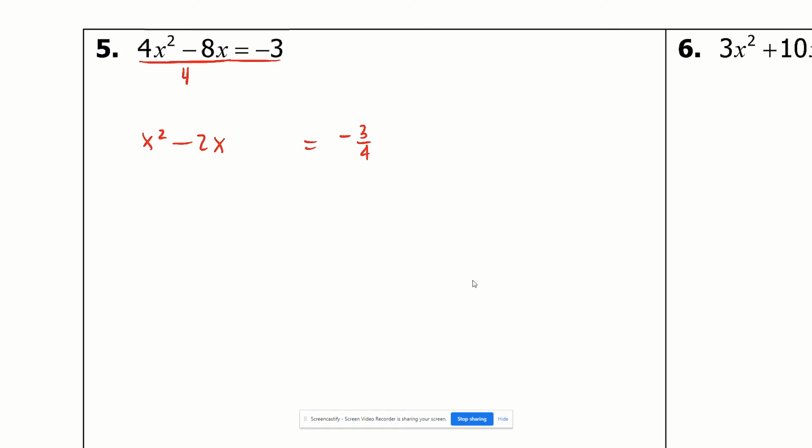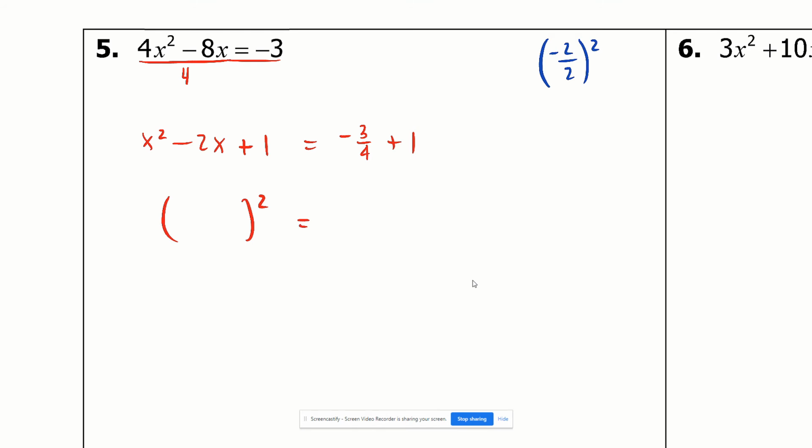Your b value is even, so I'm going to take negative 2 divided by 2 and square it. Well, negative 2 divided by 2 is negative 1. Square negative 1, well, that's positive 1. So I'm going to add 1 to both sides. So I'm going to back this perfect square trinomial we just created into the binomial squared that gave it to me.